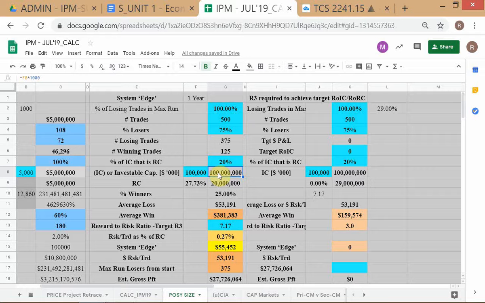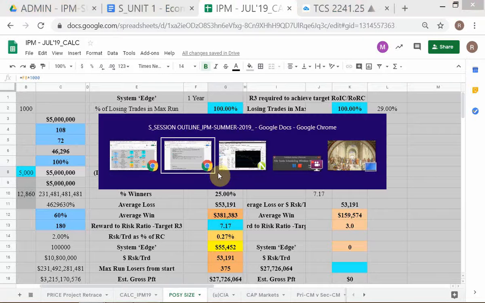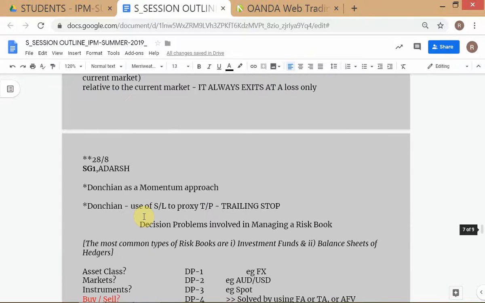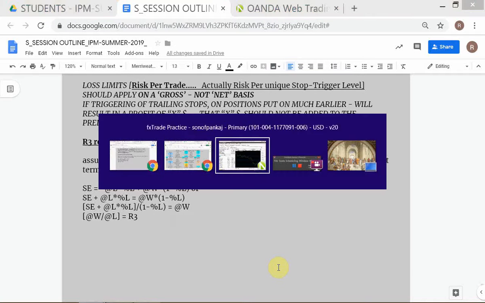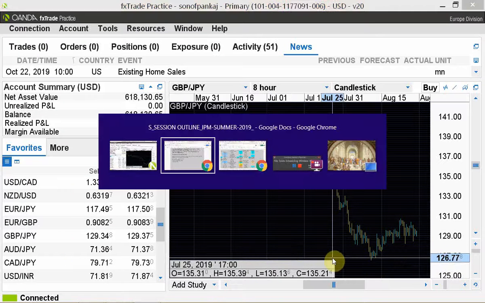So although they look very complicated, they're actually quite simple. Even what I was trying to do last at the end, which I did not have time for, which is what is the R3 required to achieve the target return on invested capital. In fact, I'm going to add it to the syllabus while explaining it now, for those of you who are not hungry. Okay, so what are we going to do?